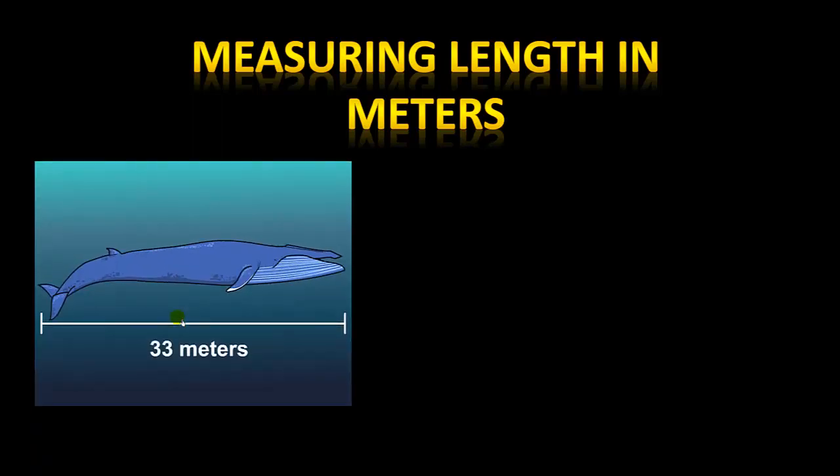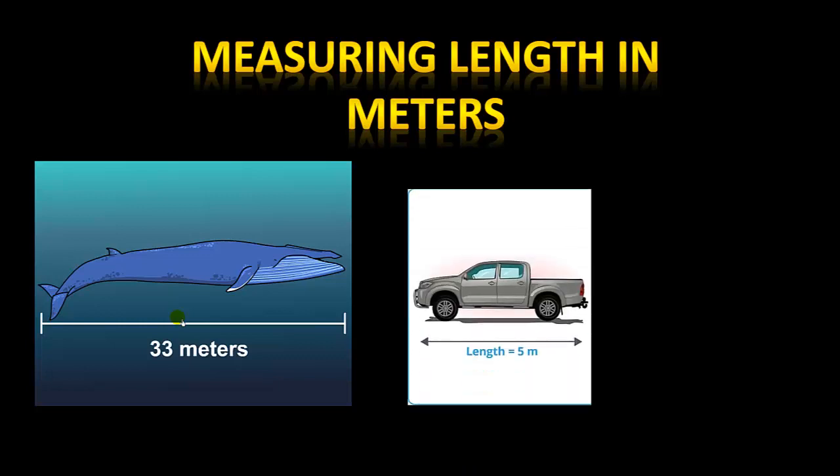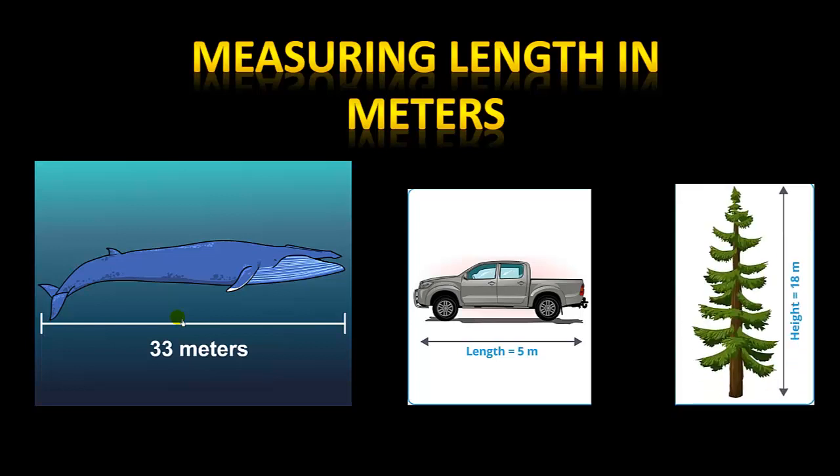Just imagine we've been to a museum and we see this big wheel. Then we see a sign written 33 meters. So we found out that one wheel is 33 meters. Another example is this car. To cross over a bridge, you need to measure the length of your car. The length is 5 meters. So we found out that we can use meters to measure our car. In the same way, we can measure a tree. The height is 18 meters.